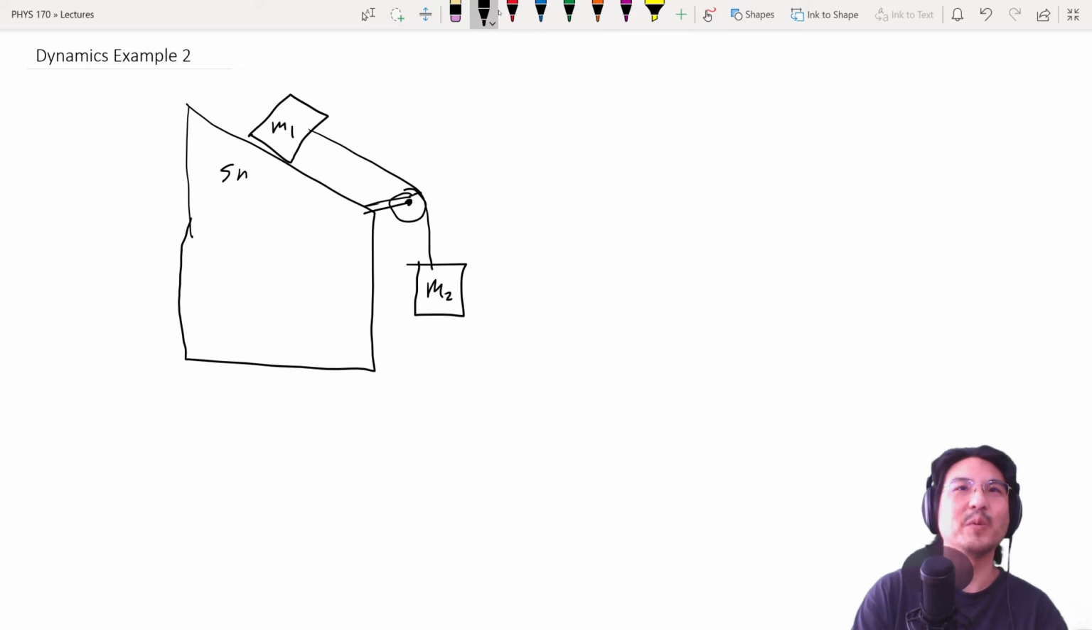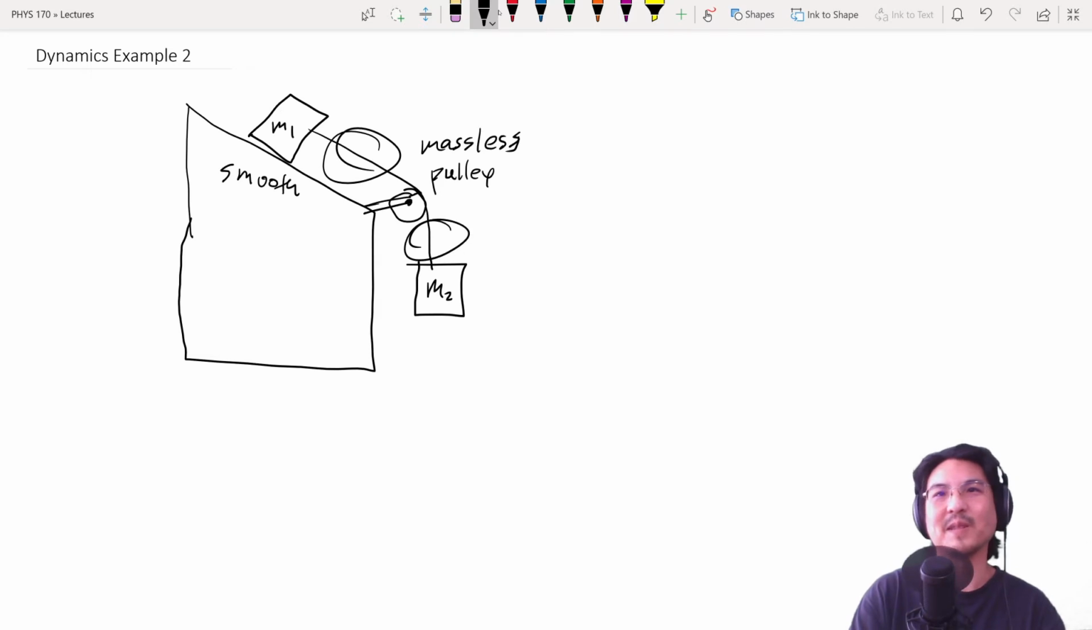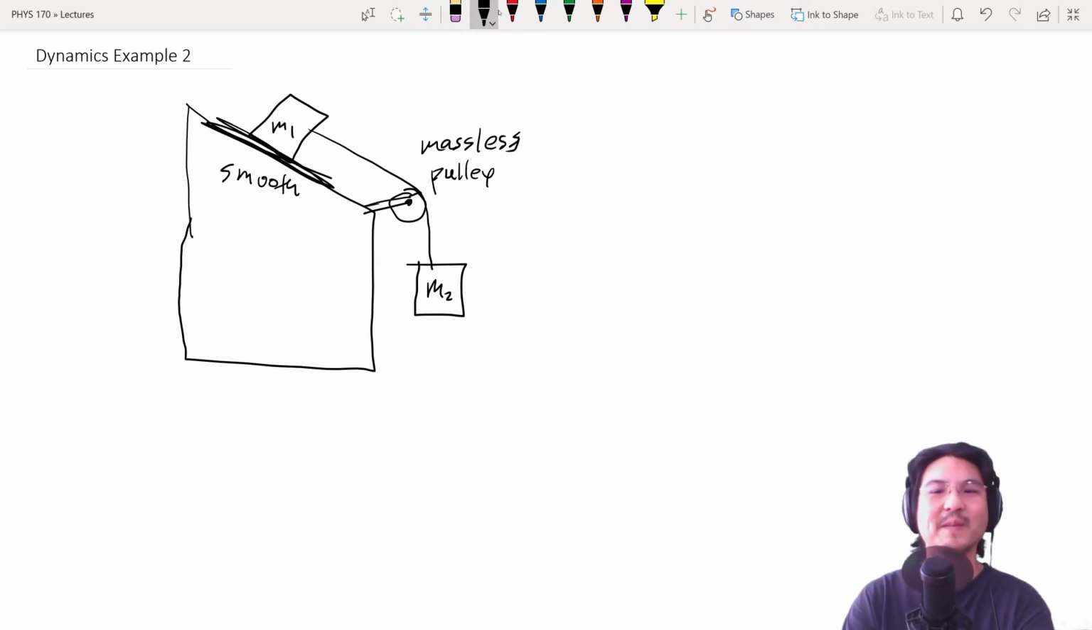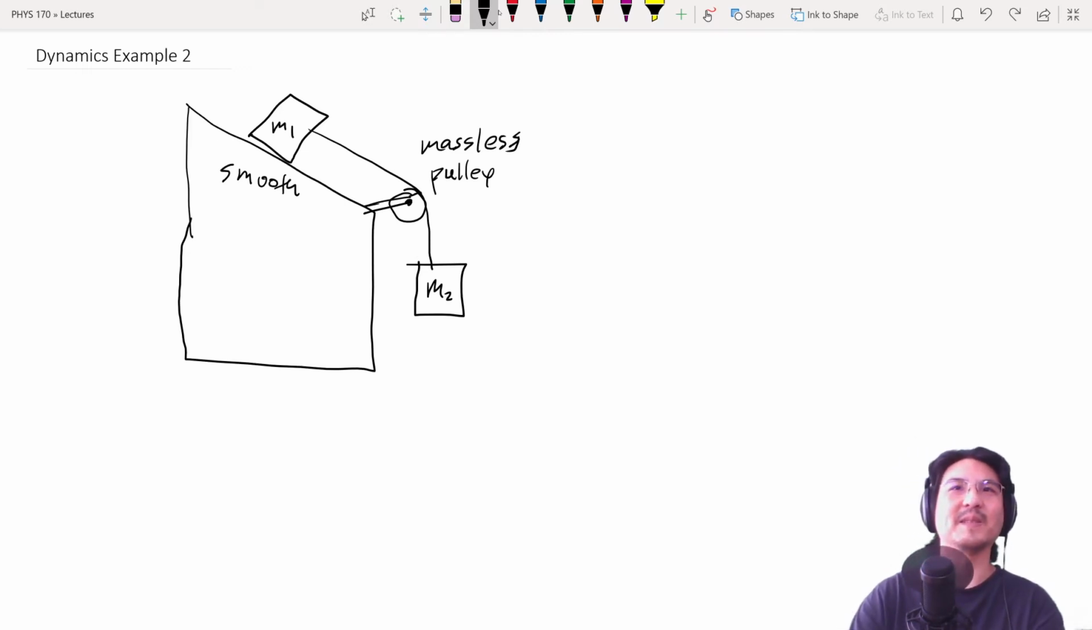And let's say this is smooth. This pulley is massless. Massless pulley, so that means the tension here is the same as the tension here. And smooth, meaning there's no friction here. Okay, so let's do those steps again, the same old steps, right?